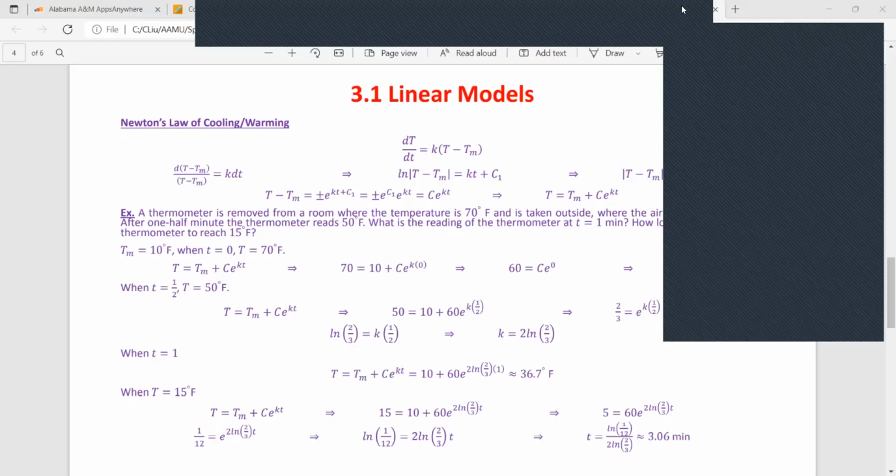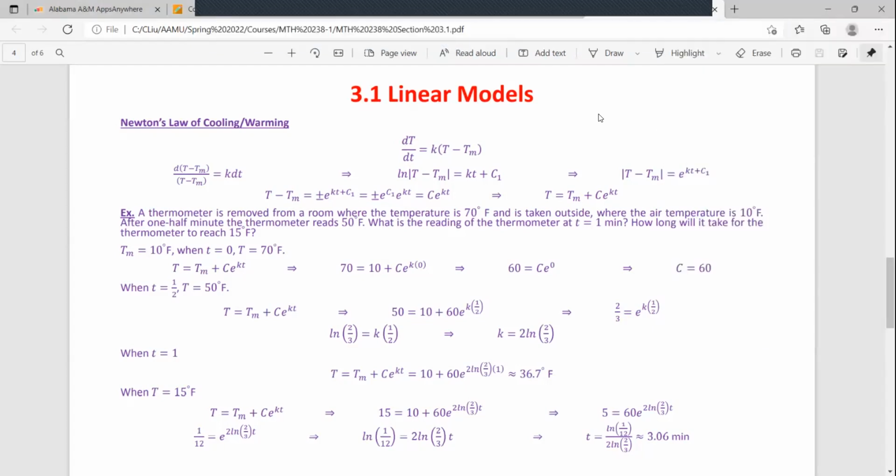Okay. Does anybody have any problem before we continue with 3.1?